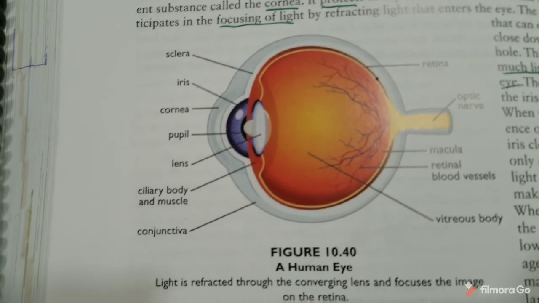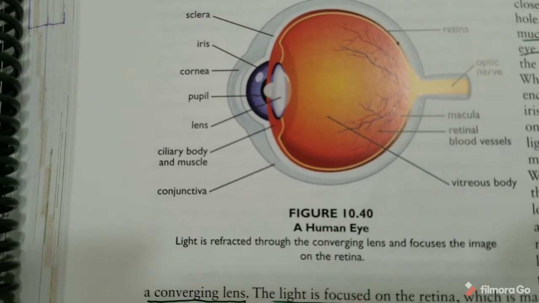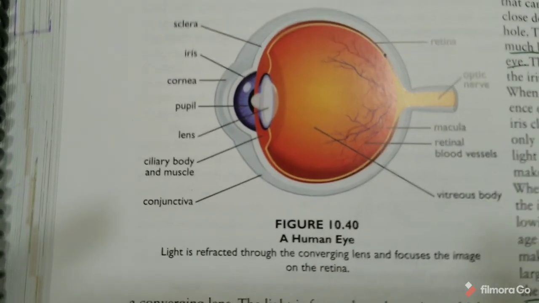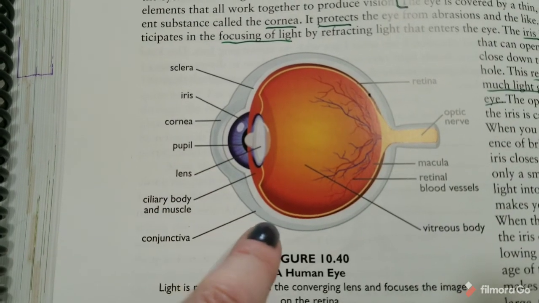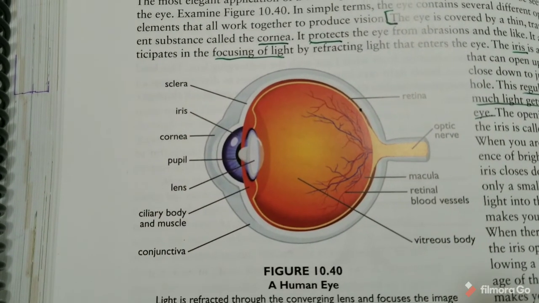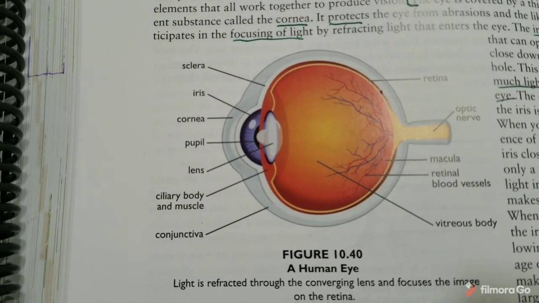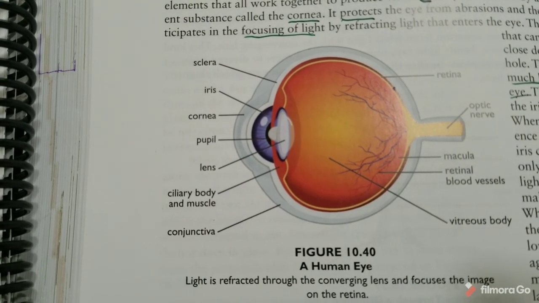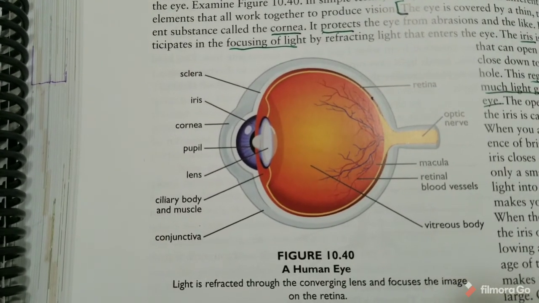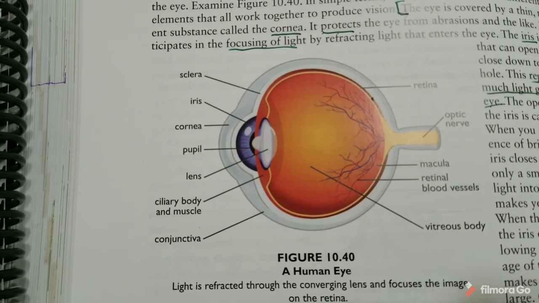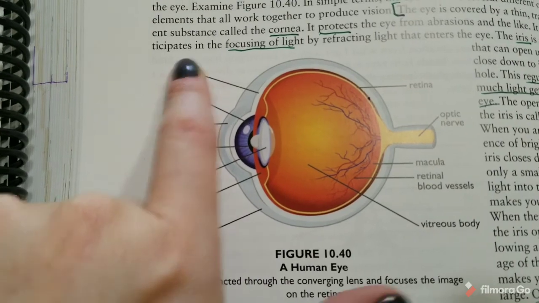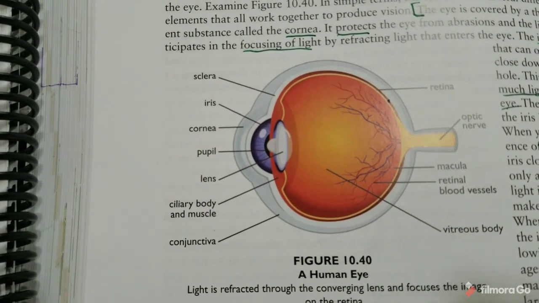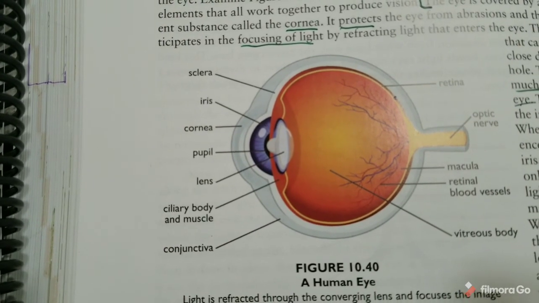In this, I'm going to try to see beyond it here. The eye is covered by a thin, transparent substance called the cornea. You see the cornea? It's all the way around. And it protects the eye from abrasions and scratches. Again, it participates in focusing of light by refracting light that enters the eye. So it helps in the focusing.